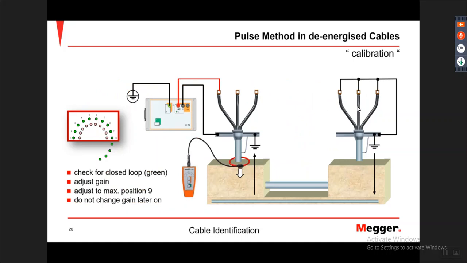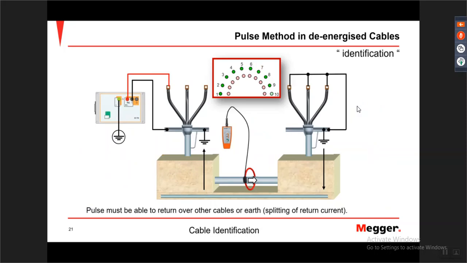Check for a closed loop, adjust the gain to the maximum 10th position. Do not change the gain later on, because that's the way you have set the unit up, and if you change it, you may be picking up an induced signal. The pulse must be able to return over the other cables or by splitting the return current. It's for identification, so we need to make sure the return path is split to get a positive signal on the outgoing and it is not nulled by a 100% signal coming back.